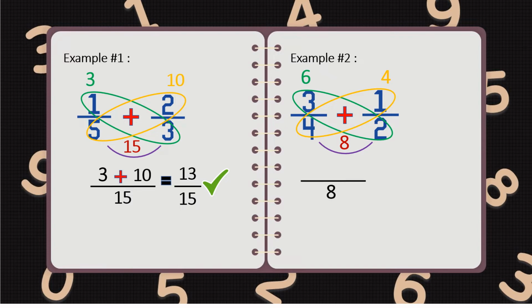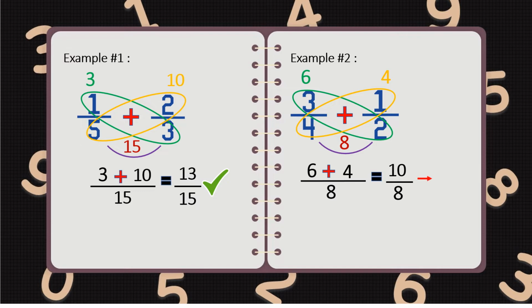Let's write first the denominator 8. Then copy the numerator 6, the plus sign, and then 4. So 6 plus 4 equals 10. Then copy the denominator 8. Is this the final answer? What do you think? No. Since the answer is an improper fraction, when you say improper fraction, the numerator is greater than the denominator. We need to change it into a mixed number.